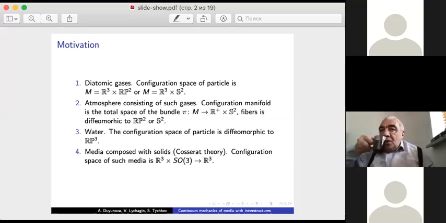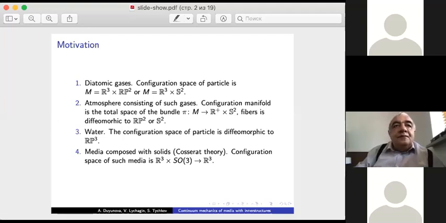Now, another example that is interesting for us is a medium composed of solids. It is the so-called Cosserat theory. It was proposed by two brothers, the Cosserat brothers, at the beginning of the 20th century. They considered media composed of solids and also rods. In this case, the configuration space of such a medium is this: the fiber is diffeomorphic to SO(3).